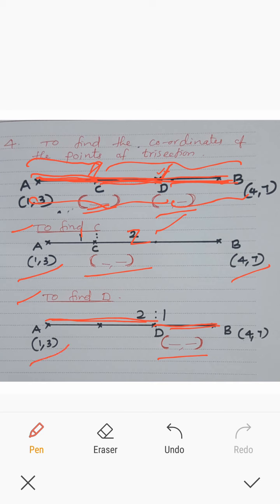See, the coordinates of the endpoints are given. The ratio of division is also known to us now. So we can apply these values in the section formula. Simplify, and we will get the coordinates of D. This is another type of problem coming under the section formula.